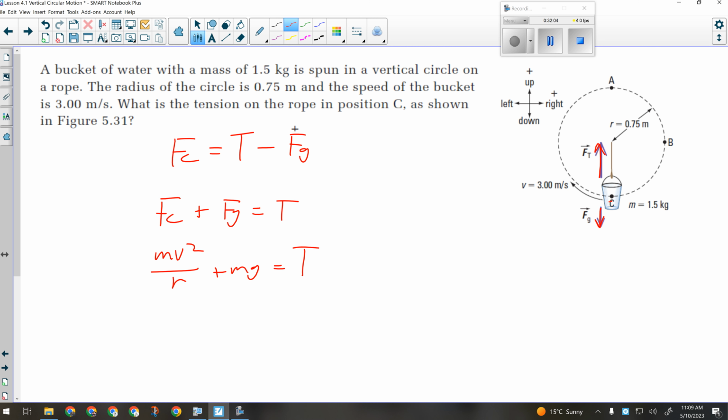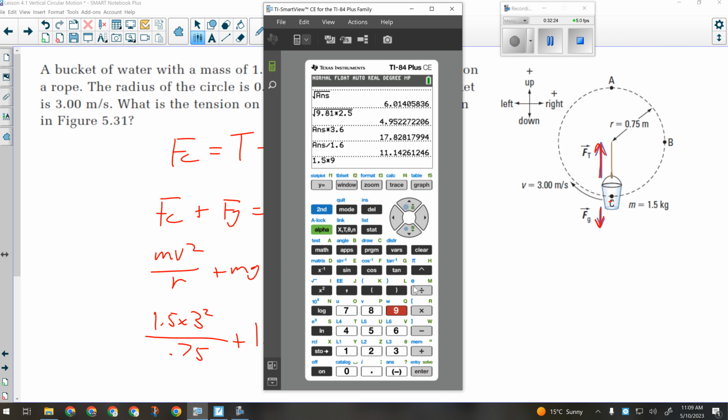Right, so we will have then 1.5 kilograms times 3 meters per second, but v is squared, okay, divided by the radius, which was 0.75 meters, plus 1.5 times 9.81. Okay, so there's my centripetal force, 18 newtons, plus my force of gravity. So the tension in the rope must be 32.7 newtons. All right, everybody okay with what I did there? All right. That's a pretty typical question.